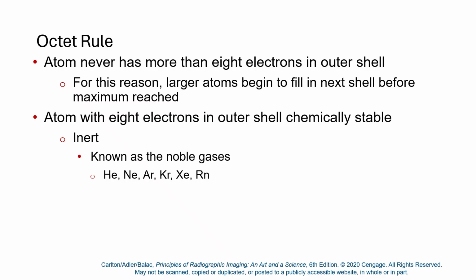And so for this reason, larger atoms begin filling in the next outer shell before the maximum is reached. So at 8, with the maximum being 18 for the M shell, you will fill the M shell with the first 8 electrons, and then you'll put the next 2 electrons in the N shell, N for Nancy. Then once you have 2 electrons in the N shell, then you can go back and fill in the rest of the electrons in the M shell.